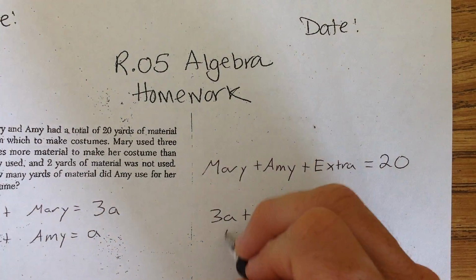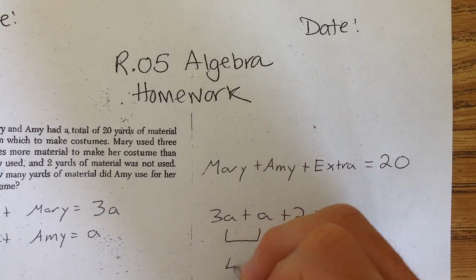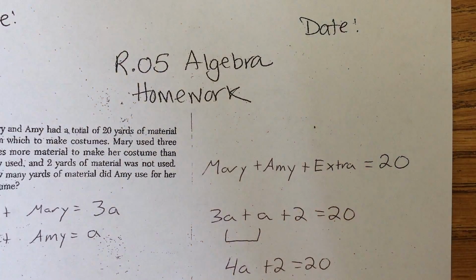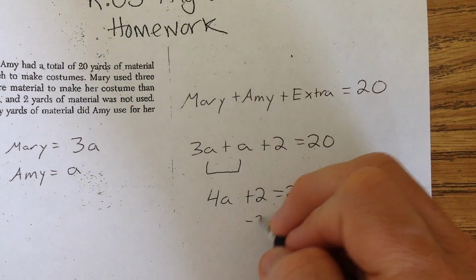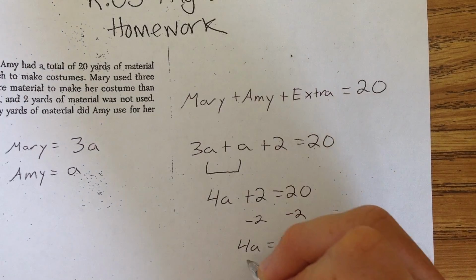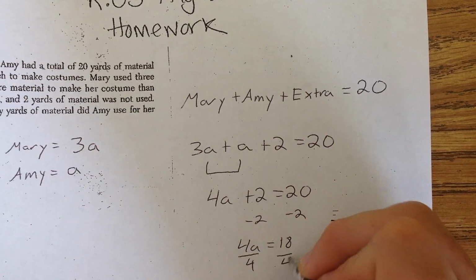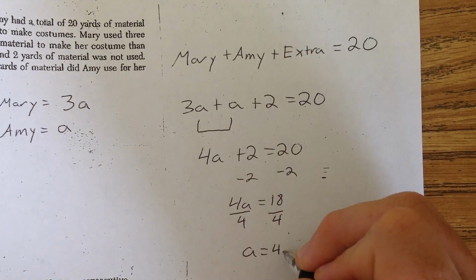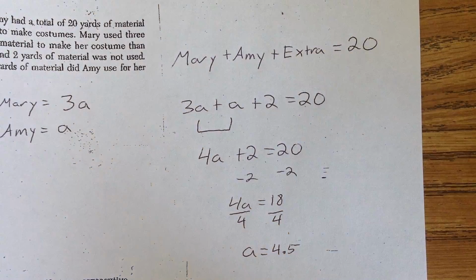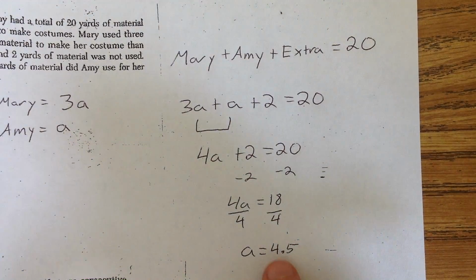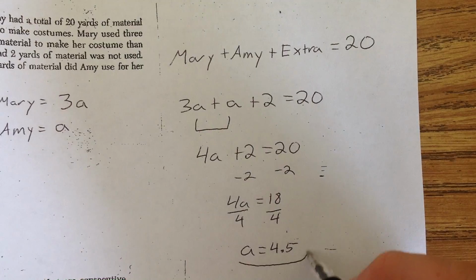So we combine like terms here, we get 4a plus 2 equals 20. Subtract 2 from both sides, you get 4a equals 18. Divide by 4, and you're going to get a equals 4.5. Now, the question asked how much material did Amy use? So this 4.5 is our answer.